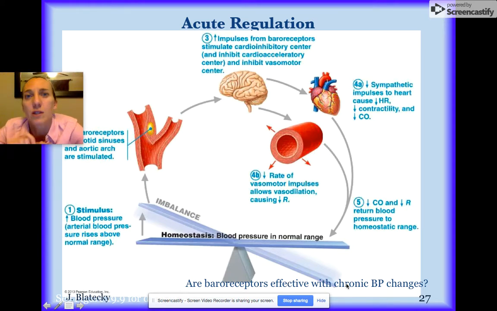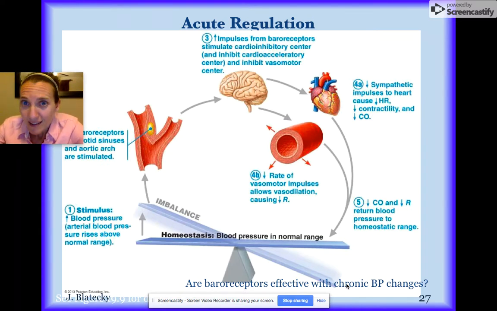A question I'd like to pose is this: are baroreceptors going to be effective with chronic blood pressure changes? What I'm getting at here is, if you are hypertensive, if you have high blood pressure, are these mechanisms still going to be effective? I'd really encourage you to pause a minute here. I've only got a little bit of time, so I'm going to keep going, but pause the recording and consider that.